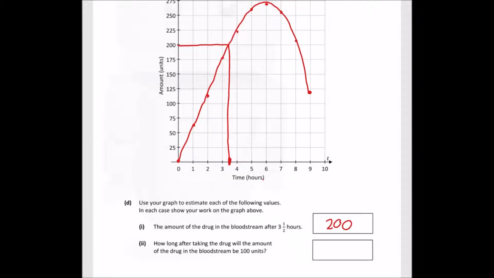How long after taking the drug will the amount of drug in the bloodstream be 100 units? Well, we go to 100 units, so we go across, down, and it's 1.75 hours, which is 1 hour 45 minutes.